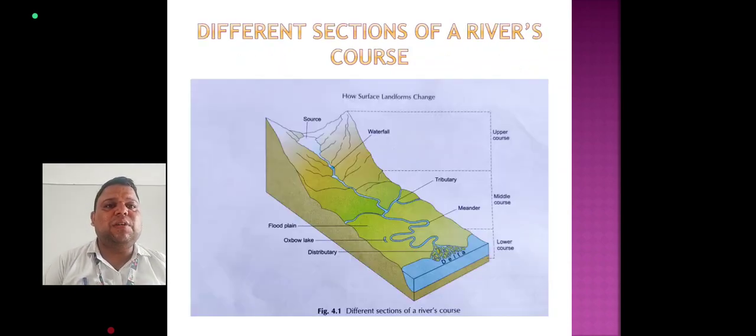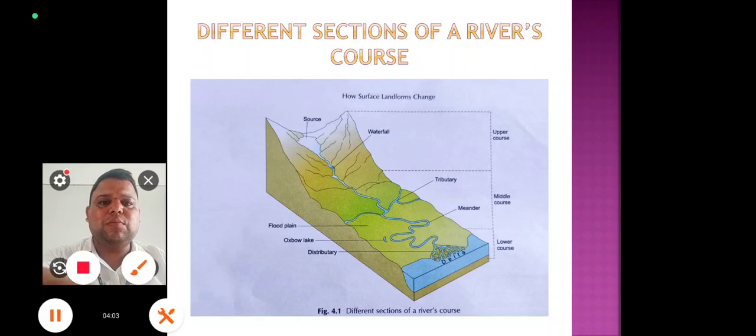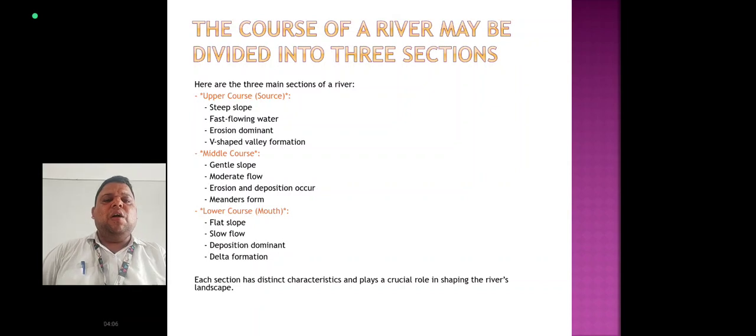Now, there are different sections of a river's course. The source is where the river originates, and there are waterfalls, tributary rivers, and meanders. The river is divided into three parts: upper course, middle course, and lower course. The course of a river may be divided into three sections: upper, middle, and lower course. The upper course: a river usually has its origin in a mountain region, and the part of a river lying in the mountains and hills is its upper course.